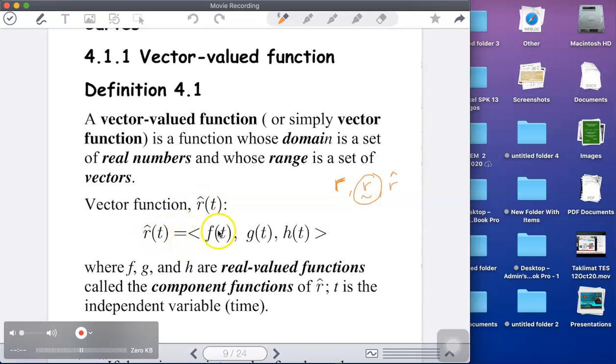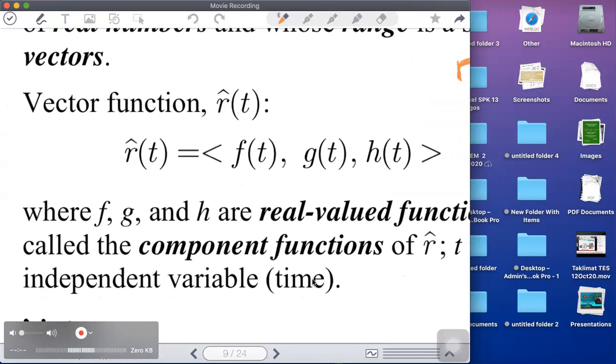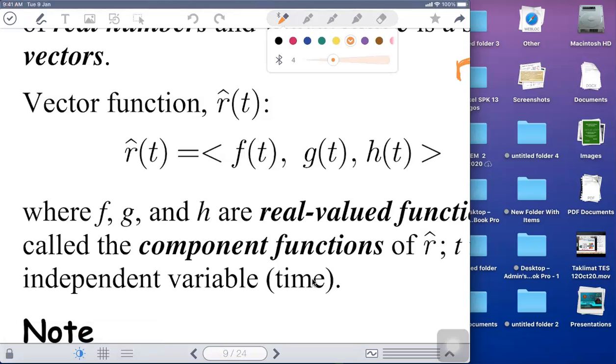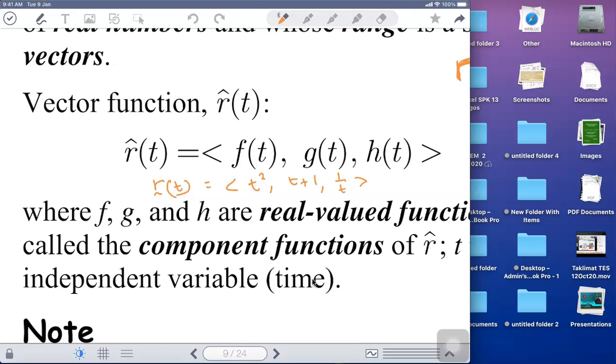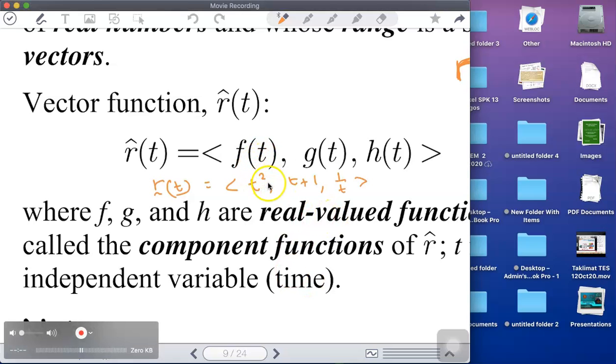t is the parameter, where we have the x component as a function in terms of t, the y component as a function in terms of t, and the z component as a function in terms of t. Okay, so f, g, h here are real valued functions. For example, we have r(t) given by t squared, then t plus 1, and then maybe 1 over t. So you have a vector function in terms of the parameter t.